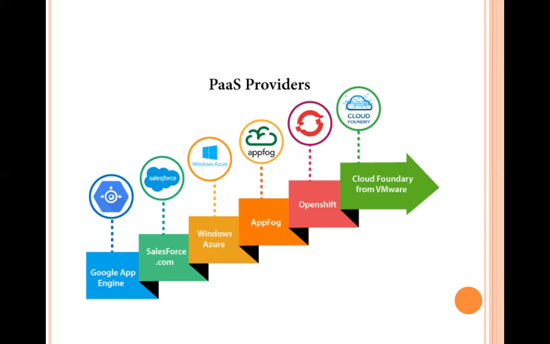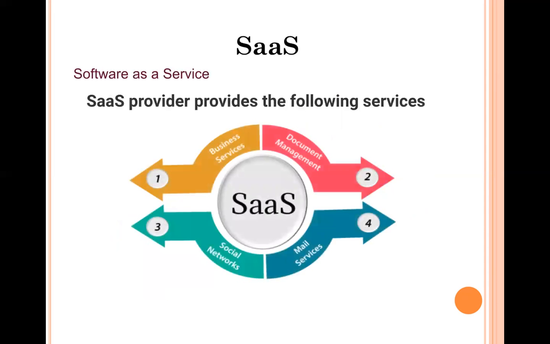The next is SaaS, that is software as a service. This is the third and last model of cloud service. Software as a service provides the following services. The first service is business services. Business service, document service, mail service, and social networks are provided by the SaaS.